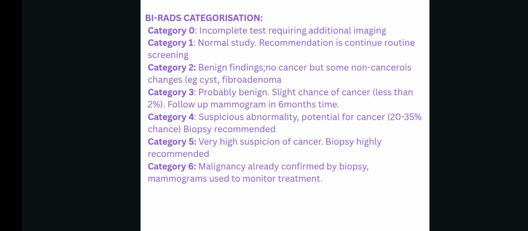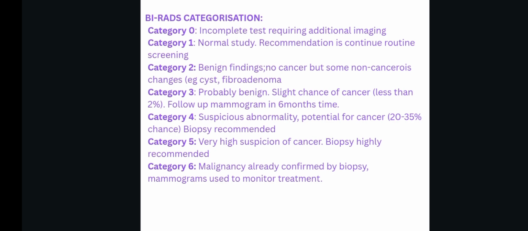BIRAD category 6, this category states that the patient is already a known or confirmed cancer patient, and this patient is probably undergoing mammogram to monitor the treatment. So is already a known cancer patient.